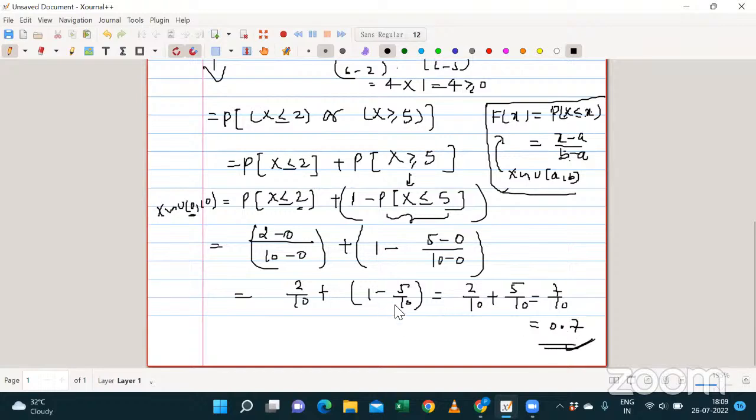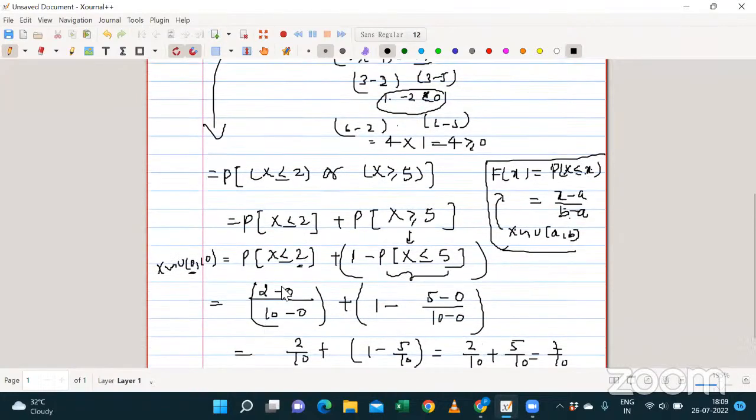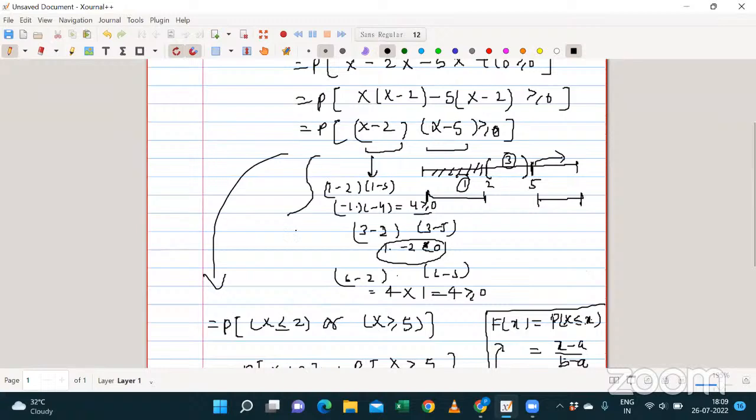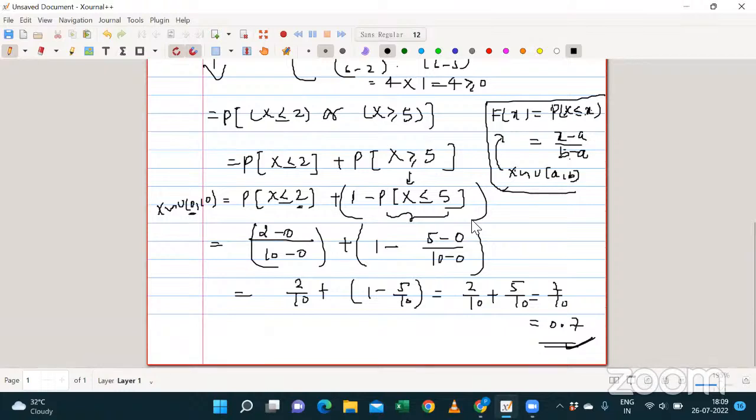Yes, sir. So you got it, and I think the twist is here, right? This point. Twist is there. So you understood? Yes, sir, understood.